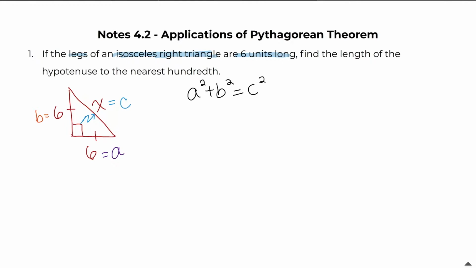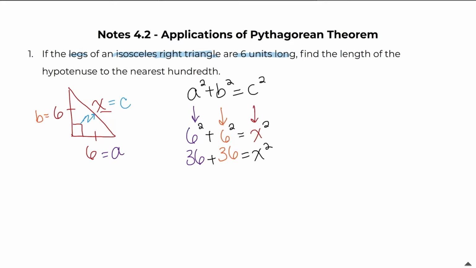When I plug this information in, I'm going to plug in 6 for a and square that, plus I'm going to plug in 6 for b and square that, and that's going to equal, and we don't know what this x is, so it's going to equal x squared. Now I need to figure out what 6 squared is. So 6 squared is 36. So I get 36 plus another 36, and that's going to equal x squared.